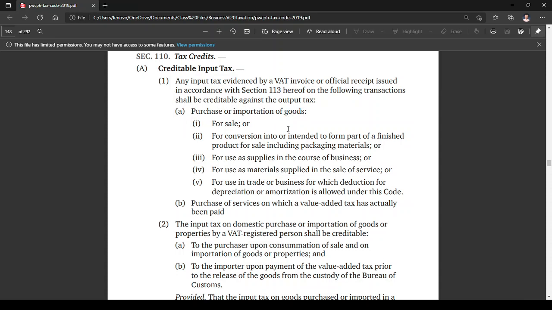Take note on the word goods. You can also avail tax on the purchase of services on which a value added tax has actually been paid. So kung may mga services tayo na in-avail, for example, meron tayong repair services, na nagpa-repair tayo, tapos basta merong sa invoice, kung yung invoice meron tayong nakitang value added tax na binayaran tayo, then we can also avail that as input VAT, input tax.